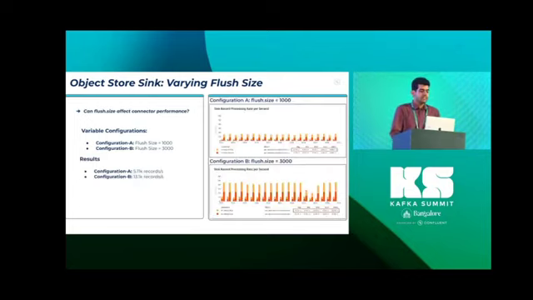After running the test, this is what we find. With configuration A, that is with flush size of 1000, we get a throughput of 5.11K records per second. And with configuration B, we get a throughput of 13.1K records per second. With this data, it is clear that flushing larger file leads to a higher throughput. And this is a valuable insight that we can leverage to optimize connector performance.